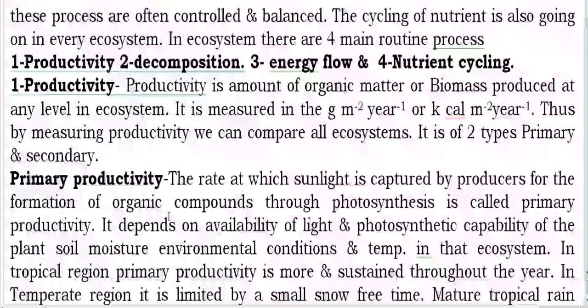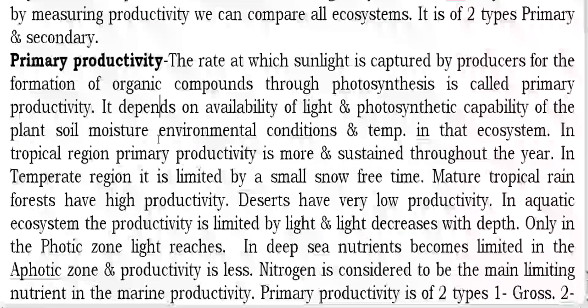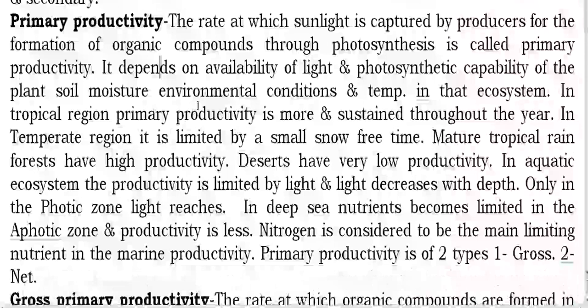It is measured in gram per meter square per year, or kilocalorie per meter square per year. Thus, by measuring productivity, we can easily compare all ecosystems. It is of two types, primary and secondary. Primary productivity is the amount of energy at which sunlight is fixed. The producer captures sunlight and changes it into food material. It depends upon availability of light, photosynthetic capability of plant, moisture content and other favorable conditions.